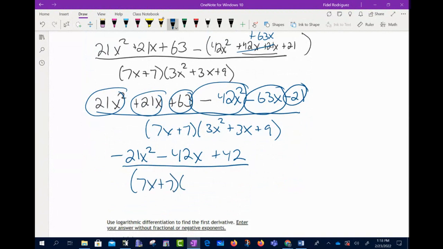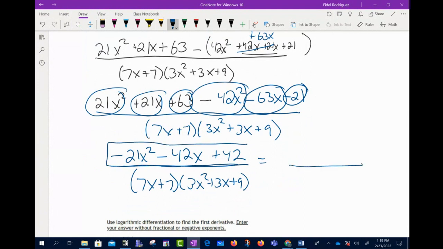7x plus 7, 3x squared plus 3x plus 9, okay? Now, guys, I'm going to do one extra step. The reason I'm going to do this is because I can see these numbers, and I'm probably going to say that my open math is probably going to ask you to do this as well. Well, no, I don't want to multiply the bottom, but let me ask you a question. Do you agree that we could factor out a 21 out of the top? Does 21 go in all of them?